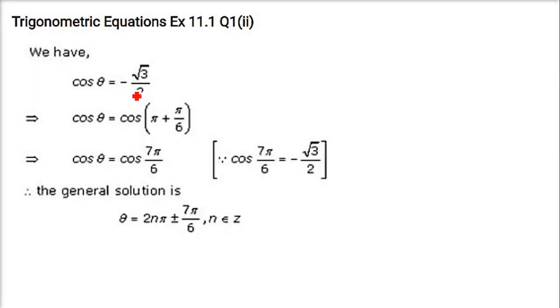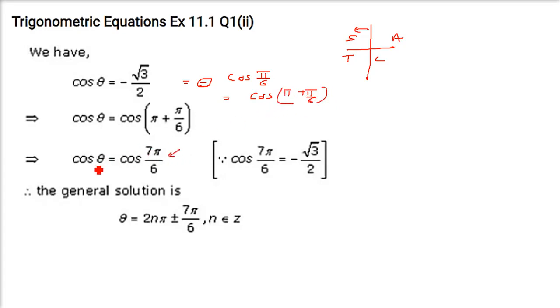Cos theta is equal to minus root 3 by 2. So first of all, you can write it like this. You know that cos pi by 6, that is cos 30 degrees, is root 3 by 2. Now this is minus, so you can write it as cos pi plus theta, because cos is negative here, so cos pi plus theta is negative. We are just eliminating this negative sign: cos pi plus pi by 6. What is pi plus pi by 6? 6 pi plus pi, 7 pi by 6. So this is 7 pi by 6.